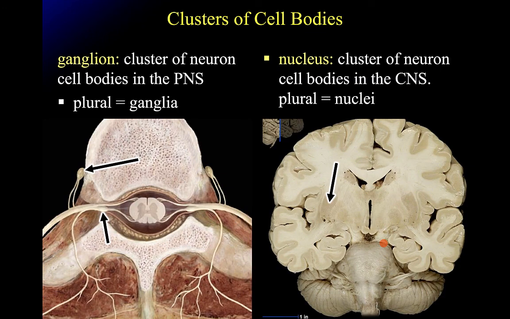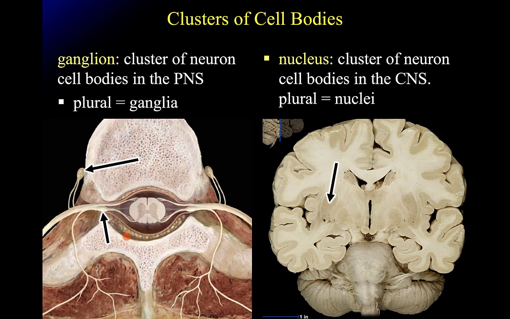Then we have clusters of cell bodies, which occur in both the peripheral and central nervous systems. In the peripheral nervous system, we're going to see them as bulges. We can see one here. This is a sympathetic trunk ganglion, and this down here is going to be a posterior or dorsal root ganglion. So ganglia is the plural, ganglion is singular. These are clusters of neuron cell bodies in the peripheral nervous system.